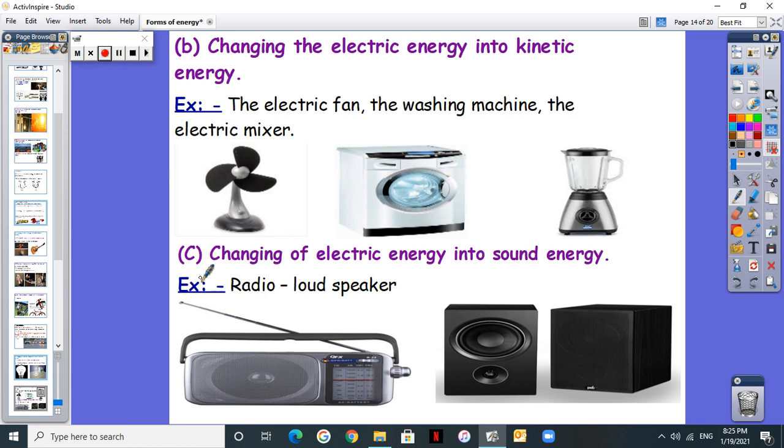Letter C, electric energy can change into sound energy. How? In the radio. In the radio, electric energy changes into sound energy. And the loudspeaker. So changing of electric energy into sound energy. Give me an example: radio and loudspeaker.